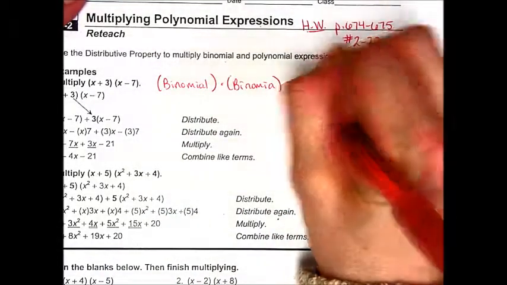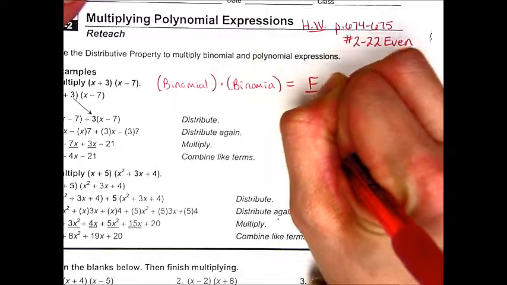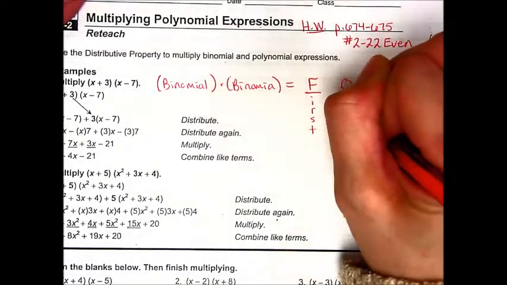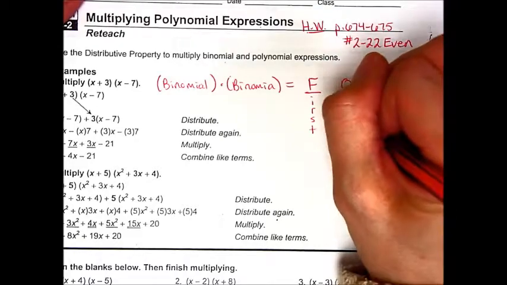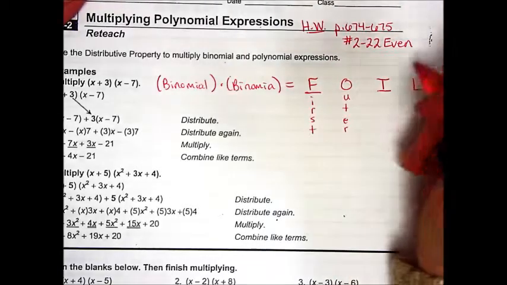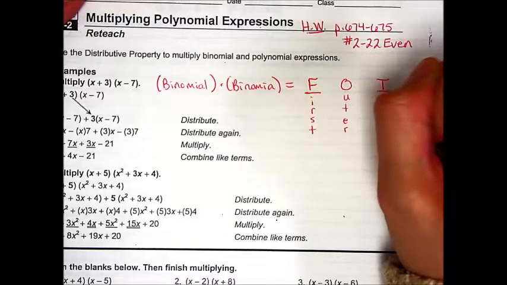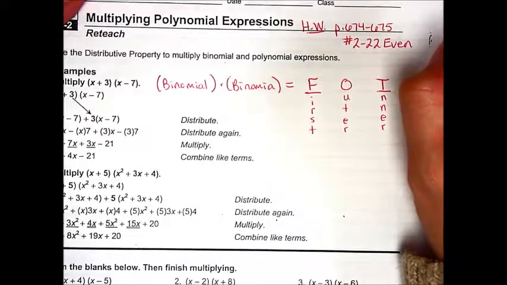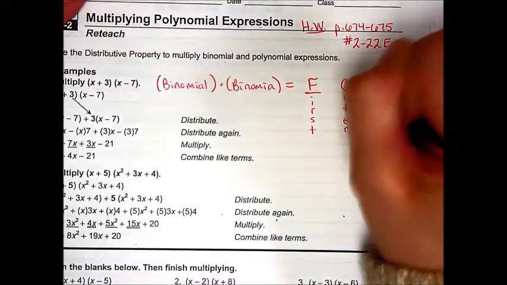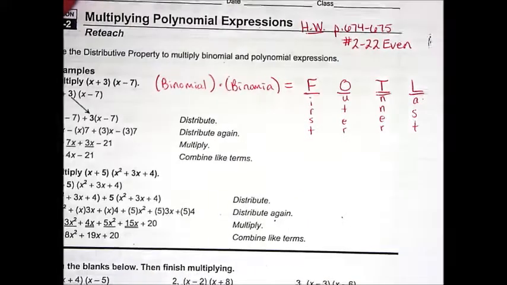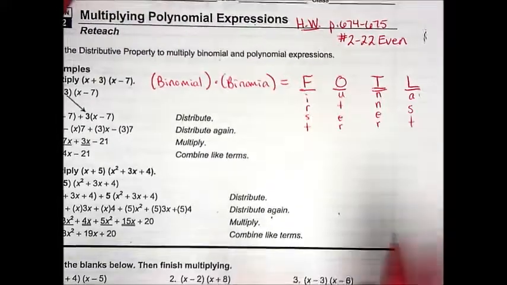In FOIL, the letter F stands for first. The letter O stands for outer. The letter I stands for inner. And the letter L stands for last. First, outer, inner, last. Okay, so here is the deal.